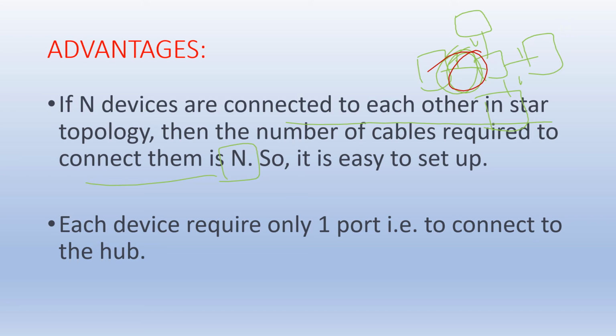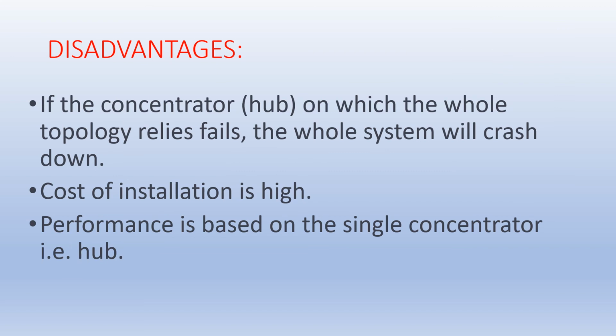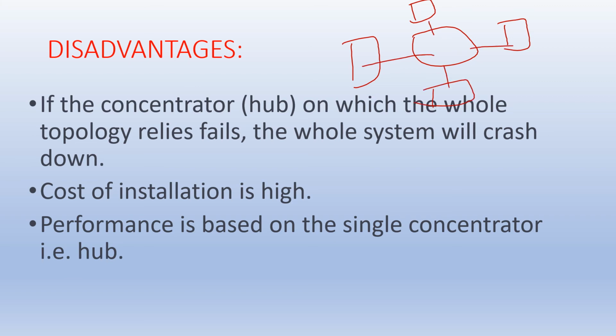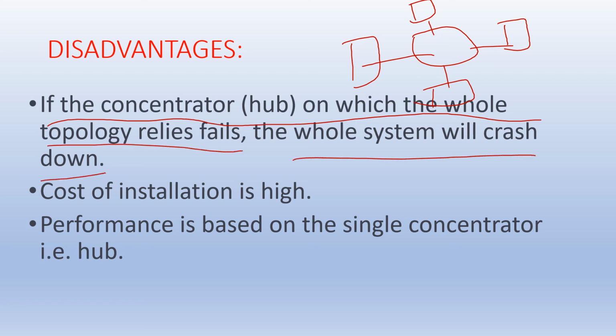Next we see what the disadvantages are. If the central hub goes down, then the total network will be gone. Also, if the central hub on which the whole topology relies fails, the whole system will crash down. If the central hub is down, then all communication in this network is not possible.